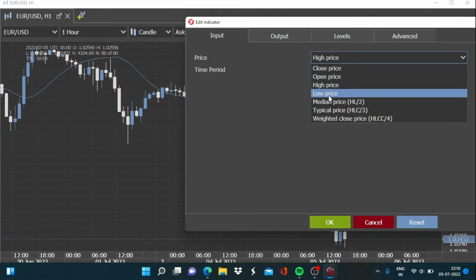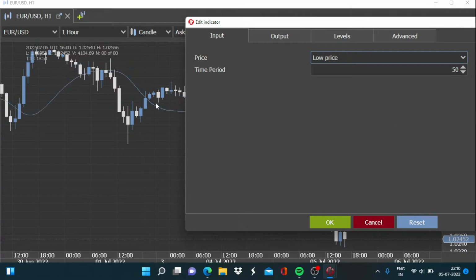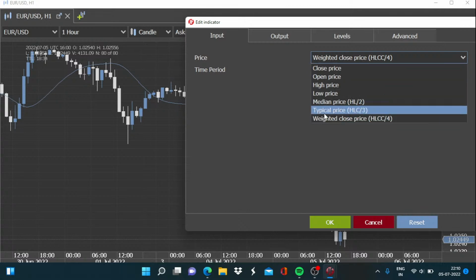Now, if I use the low price as the applied price, the HMA has shifted lower. For the median price, it shifted again on the higher side. For the typical price, there is not much of a change, but a little bit of adjustment. And the weighted close price hasn't changed much compared to the typical price, but still it is a bit different. In case of weighted close price, more weight is being given to the closing value, and that's the only difference between the typical price and the weighted close price.